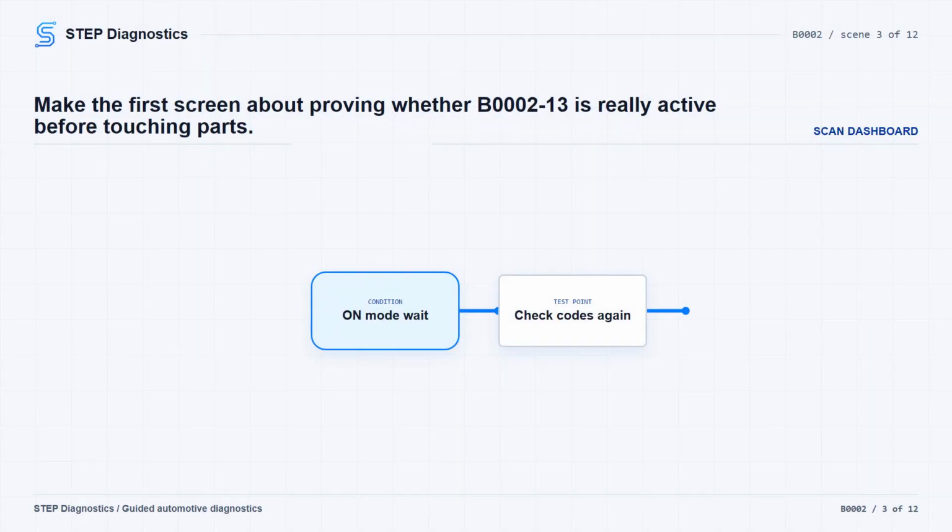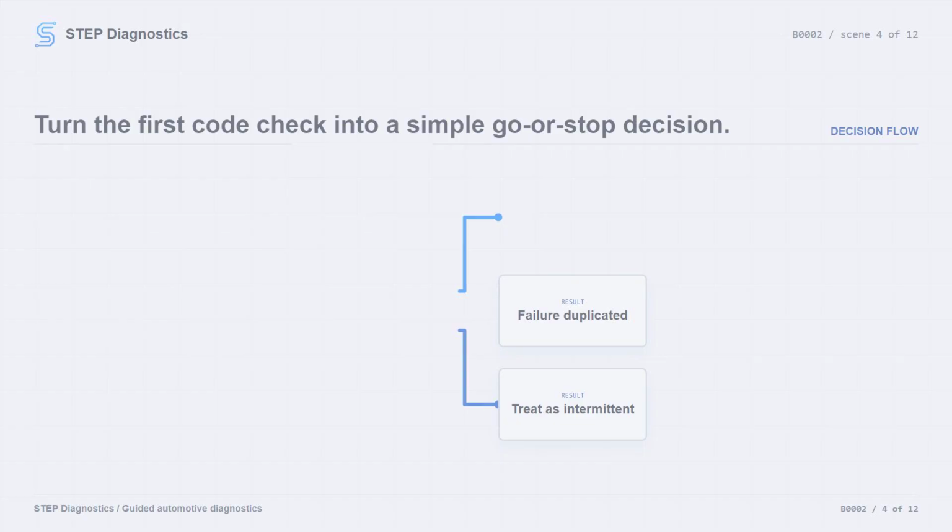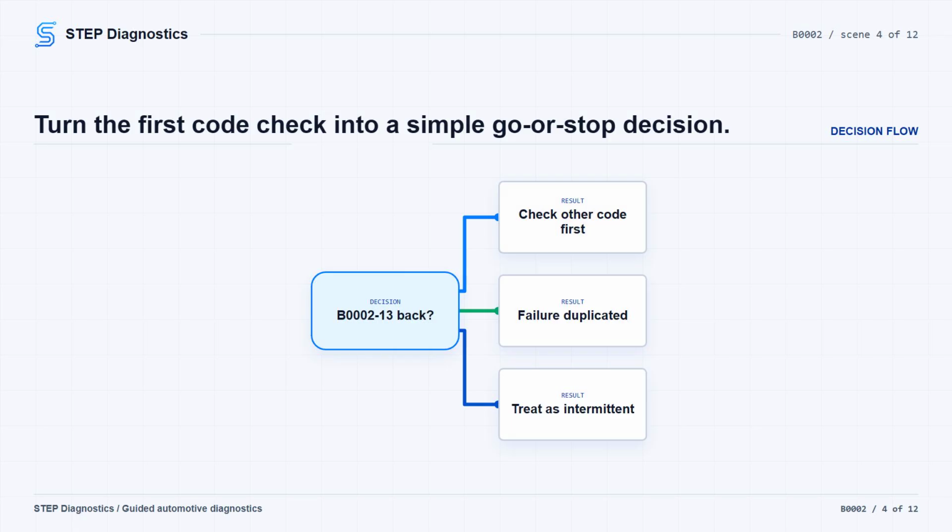Start by verifying the problem instead of jumping straight into parts. Clear the codes with the HDS. Turn the vehicle to on mode and wait for 10 seconds. Then check codes again with the HDS. If B0002-13 comes right back, the failure is duplicated and you can move into circuit isolation. If it does not come back, treat it as an intermittent condition and continue with an intermittent failure approach. If other codes are present, check what they mean first so you are not chasing the wrong path.